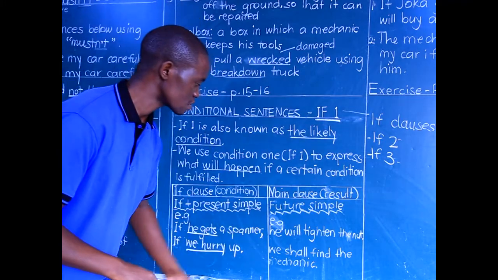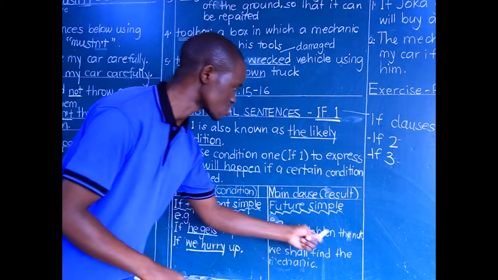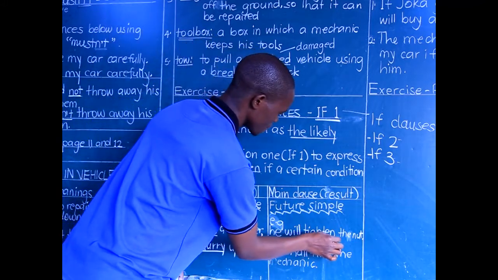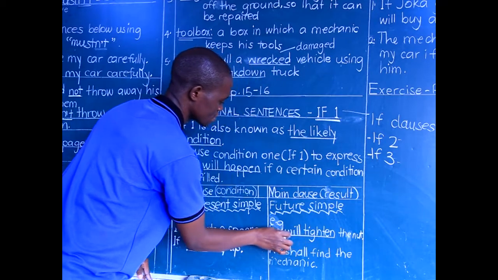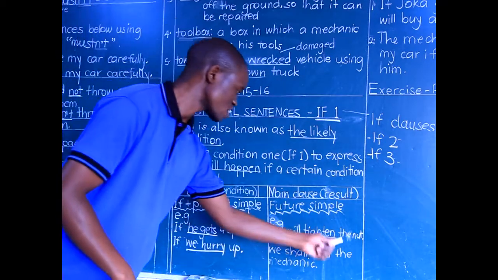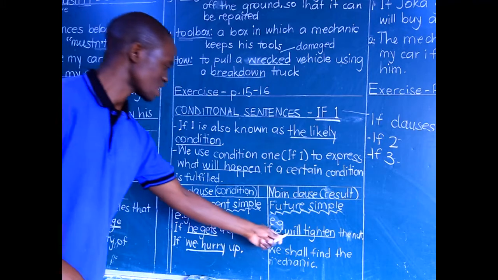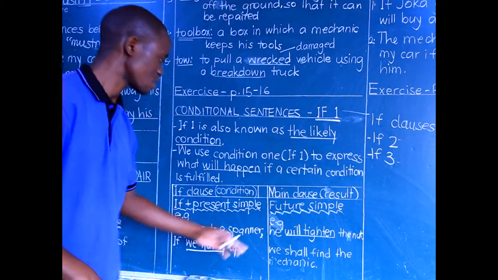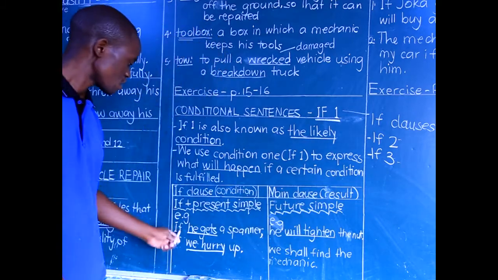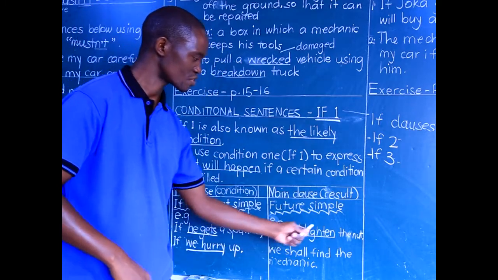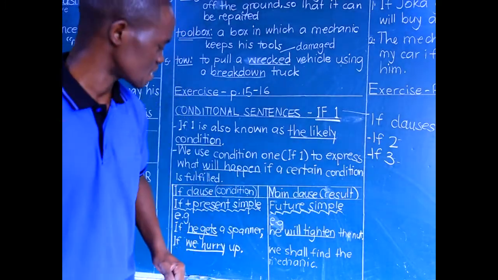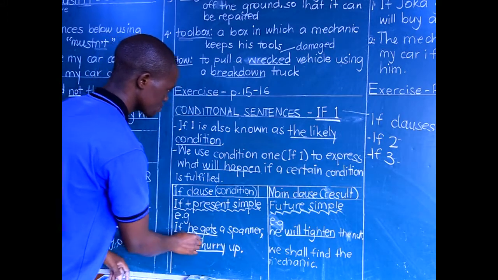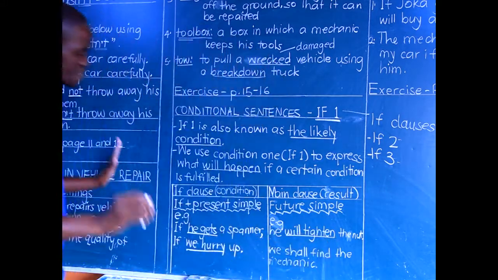So in the main clause, we see the example as, he will tighten the nut. What shows the future? Will plus that verb in infinitive form. He will tighten the nut. So this is a completion of this sentence, or a continuation of this sentence. In other words, this is the way we can complete it. If he gets a spanner, he will tighten the nut. Present simple, future simple. As simple as that.